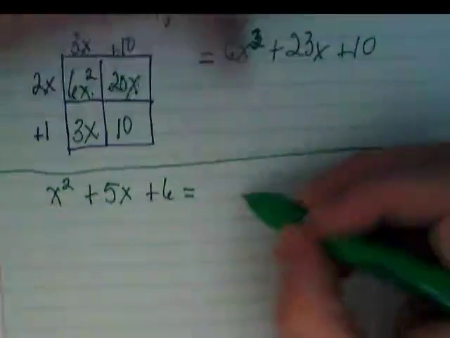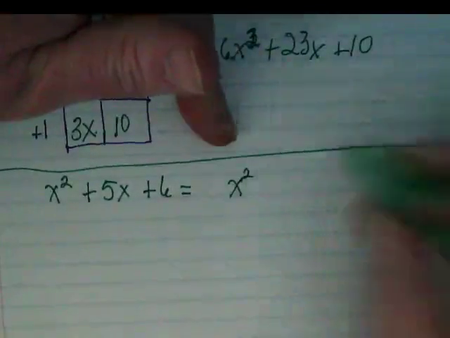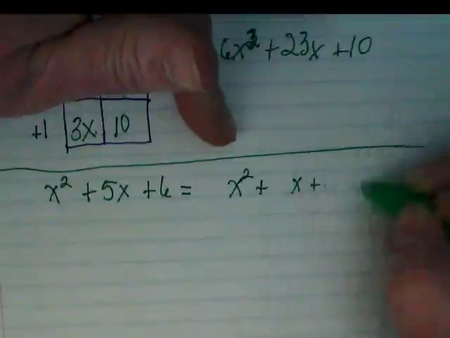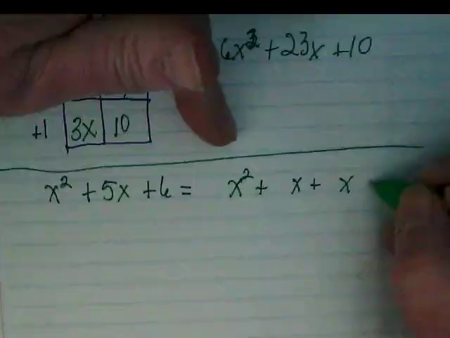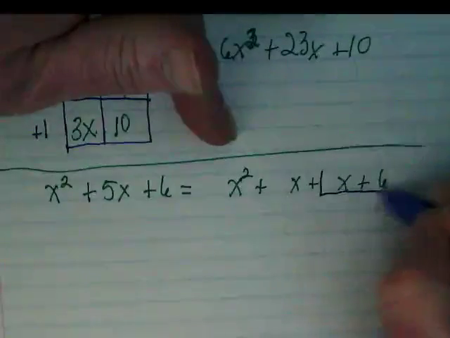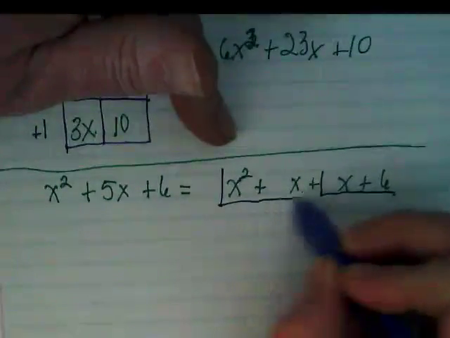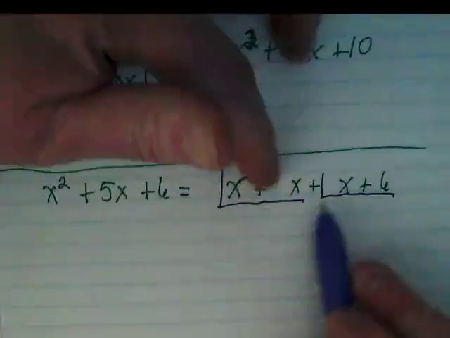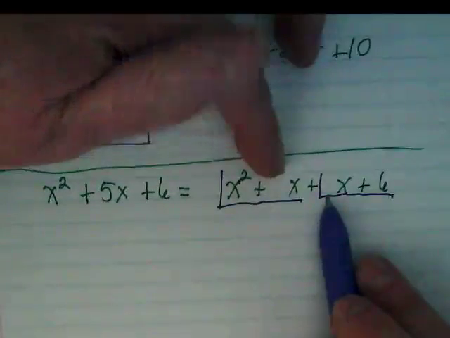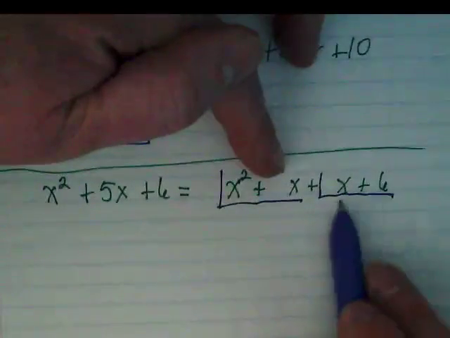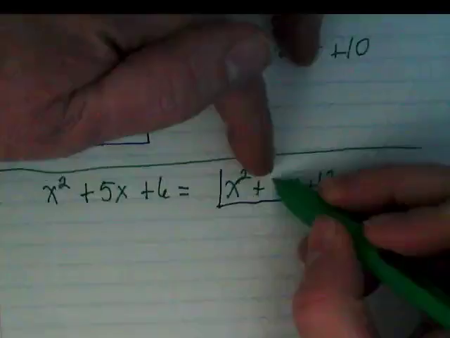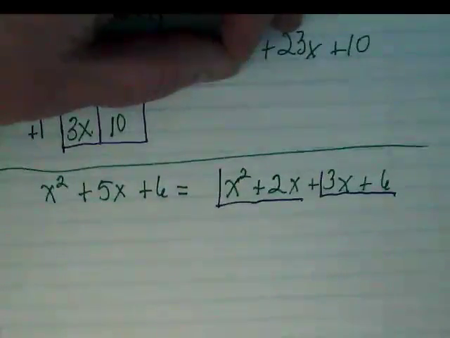Wait, so we have to split the 5 and the x? Yeah, so let's look here. We're going to have x squared in the front plus some number that's with the x plus a number that's with the x plus 6. Our goal is to break this into two groups. These two here have to equal 5. How would you like to break up a 5 to have something here that matches the 6? A 3. And what does that leave over here? A 2.